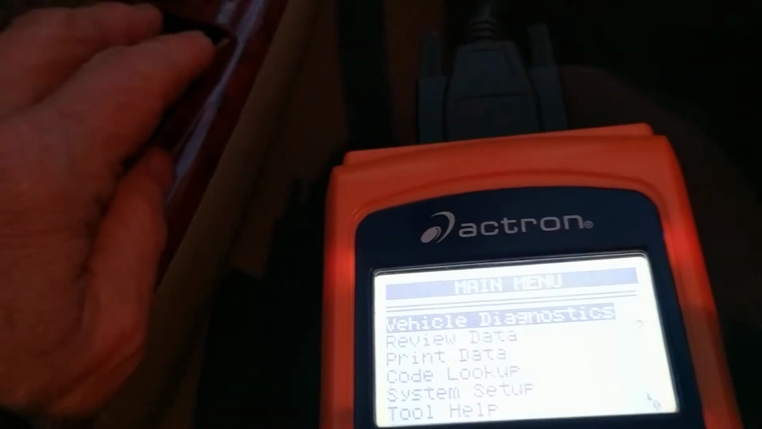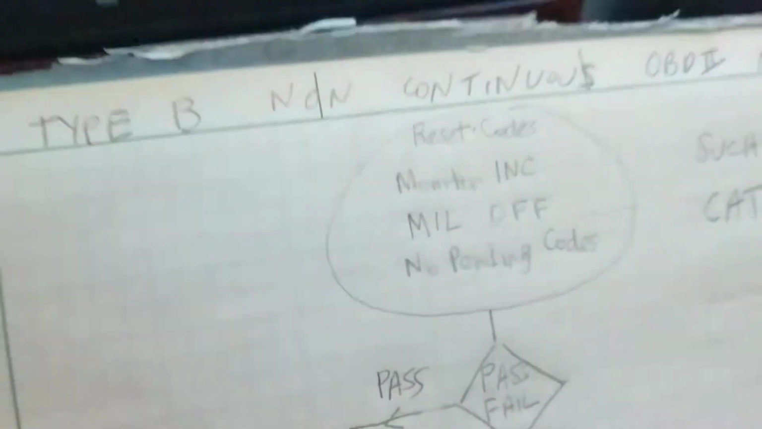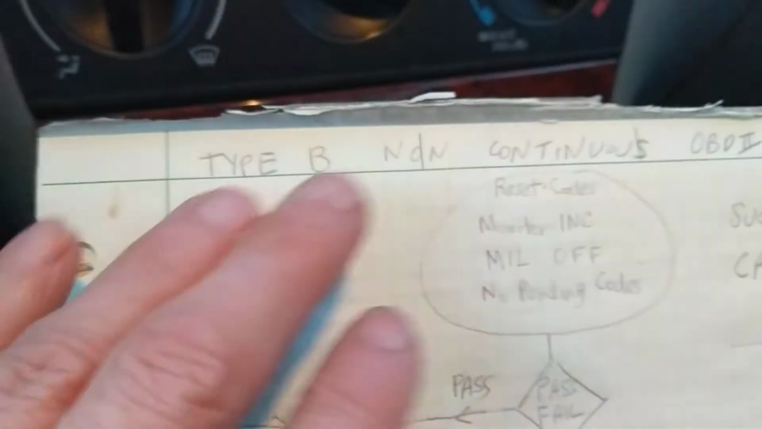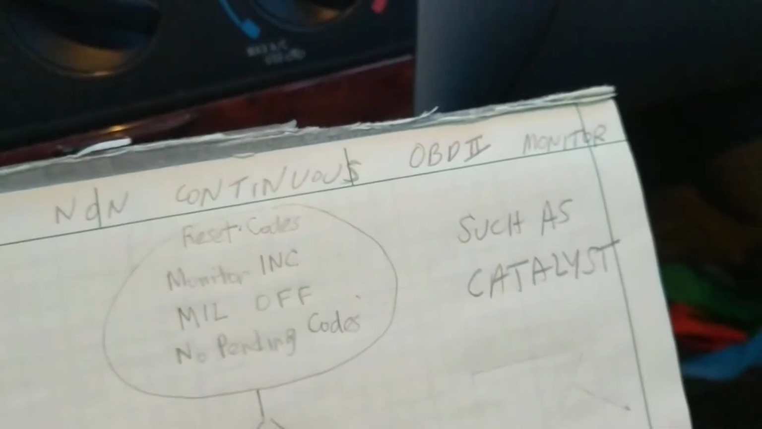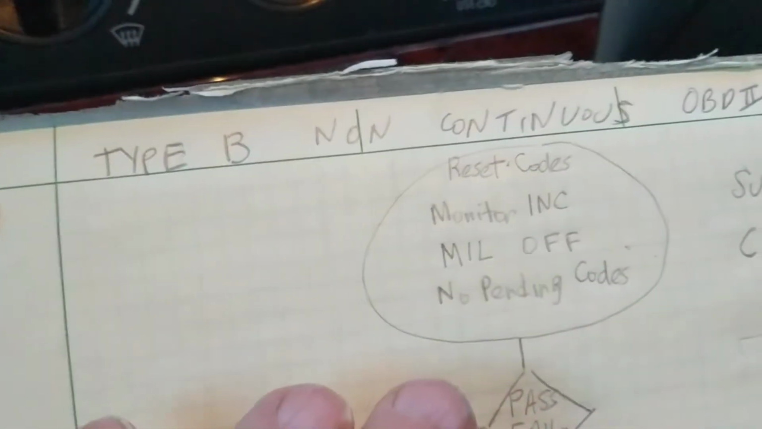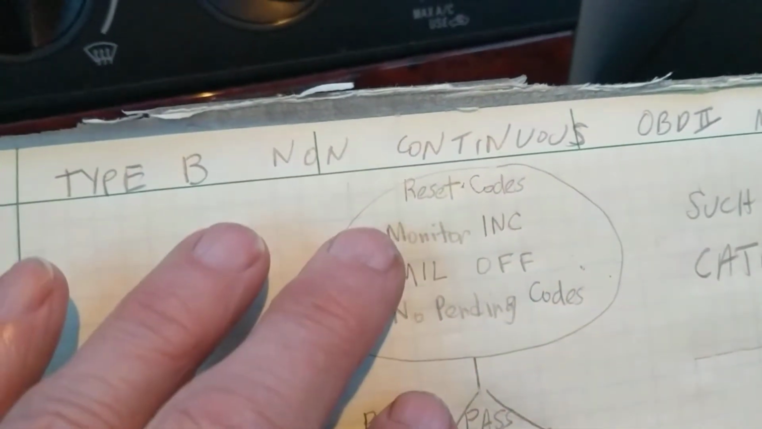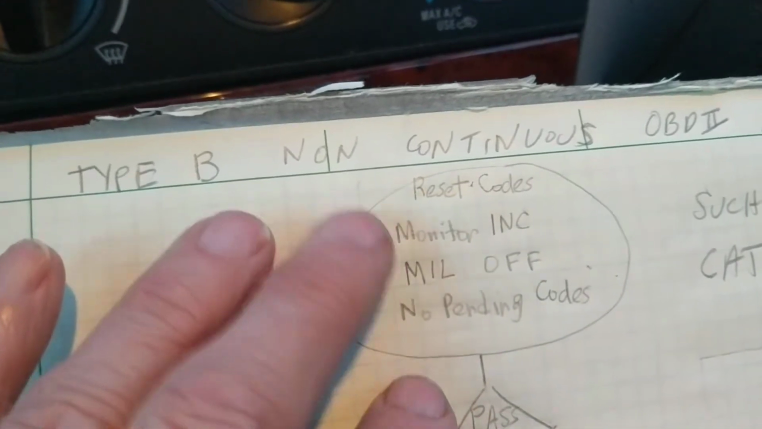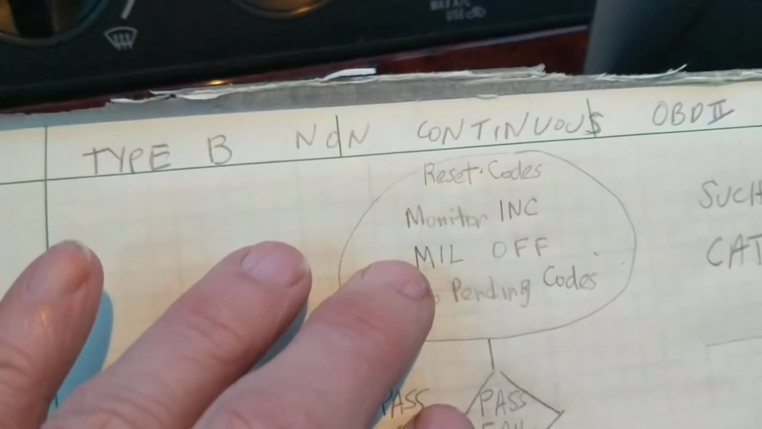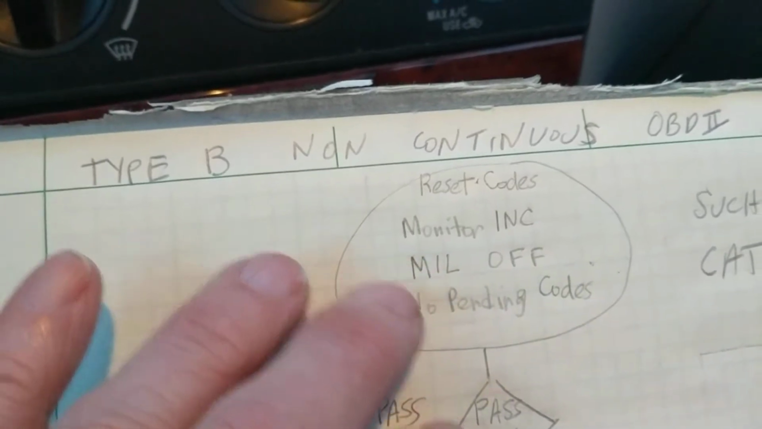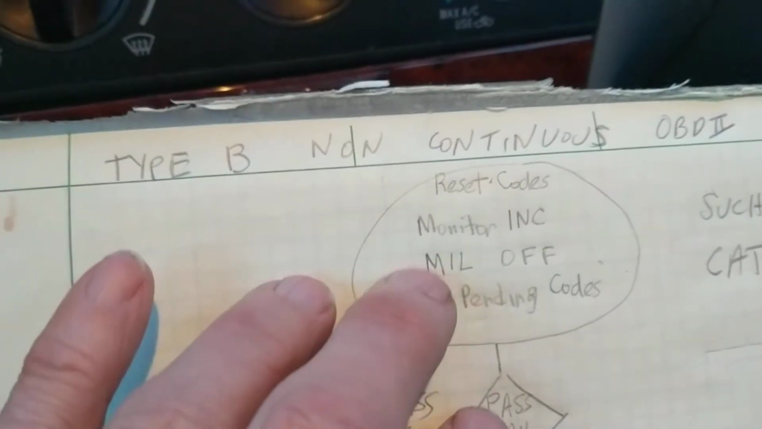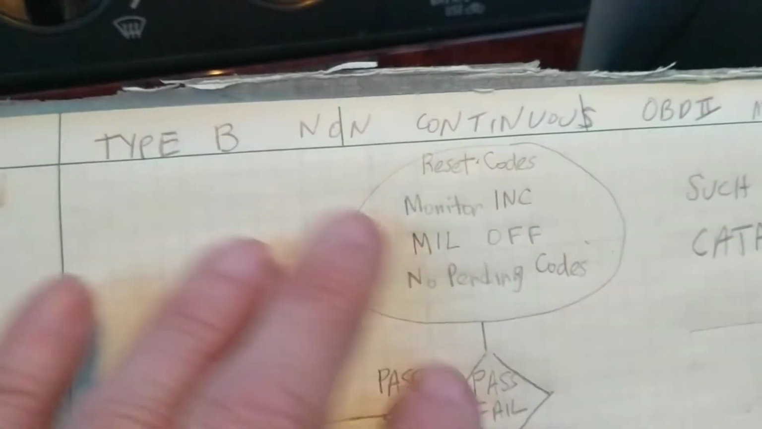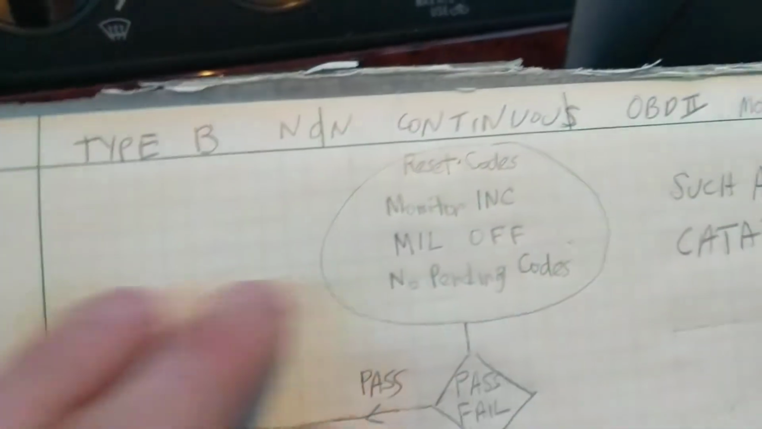Now, clearing the codes does not make it ready for inspection, but here's a little tutorial on the catalyst code. On OBD2, it's known as a Type B non-continuous monitor. And when you reset the codes, the monitor is incomplete. The MIL, or the malfunction indicator light, is off, or the check engine light, CEL. The CEL is off, and there are no pending codes. But it's not ready for inspection because the monitor is incomplete.